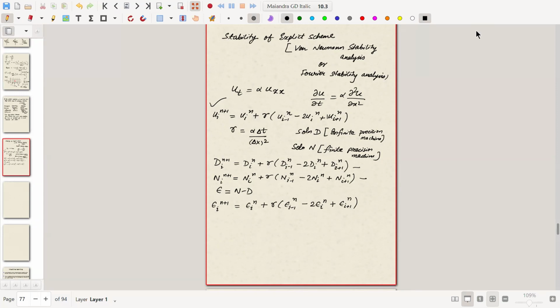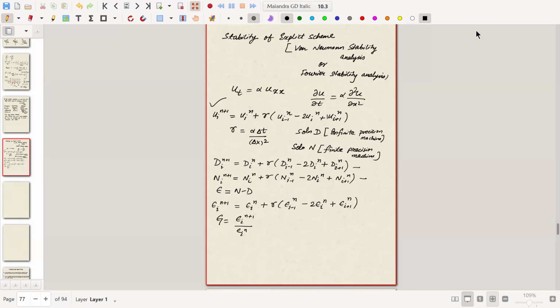Now how can we keep track of the growth of error? Motivated by that, we will define another quantity known as the growth amplification factor. It is denoted by G. So G will be epsilon i at n plus 1 divided by epsilon i at nth. Makes sense. If your error is growing with time, then mod G will be greater than 1.